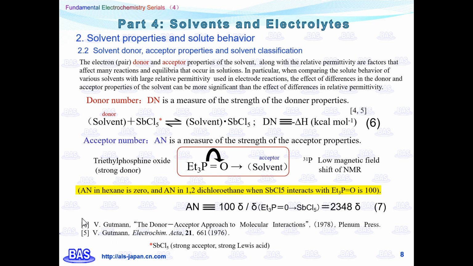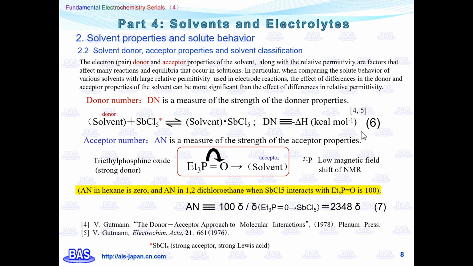The donor number is measured by the amount of heat of the product produced when the sample solvent reacts with antimony pentachloride in a weak donor, dichloroethane, as shown in equation 6. And the larger the DN value, the stronger the donor of the solvent.